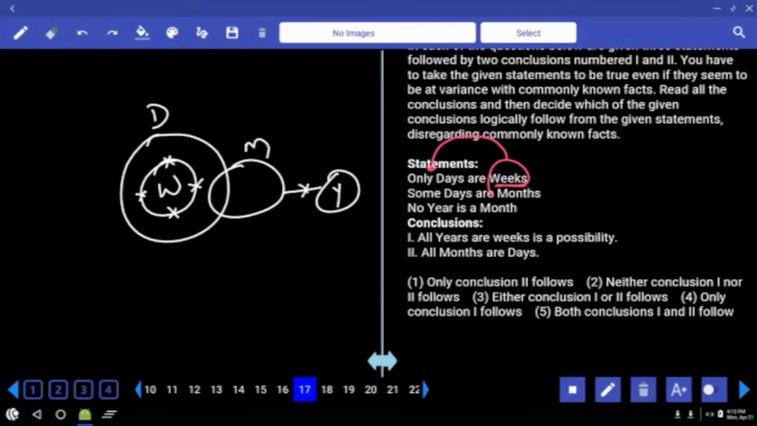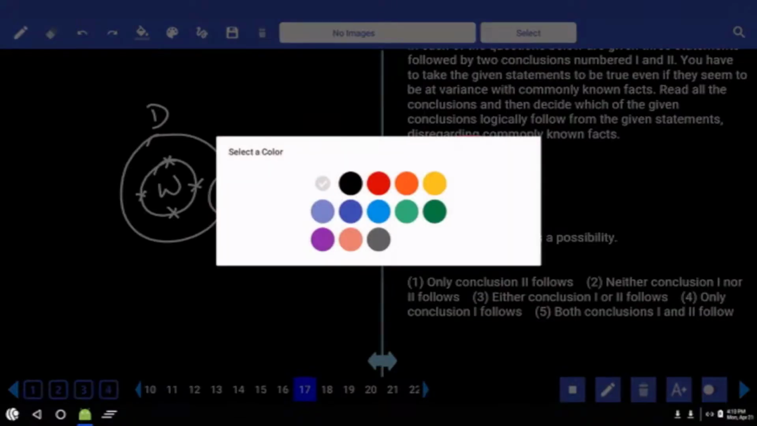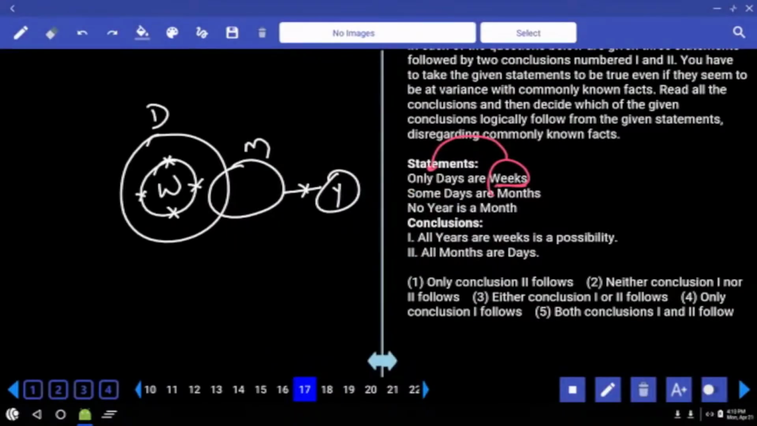Then first one, all years or weeks is a possibility. Why is it no? My year cannot be intersected with month. Can that be intersected with year? Why is it no? Because this week does not belong to anything else. What should a week belong to? Only 4 days.